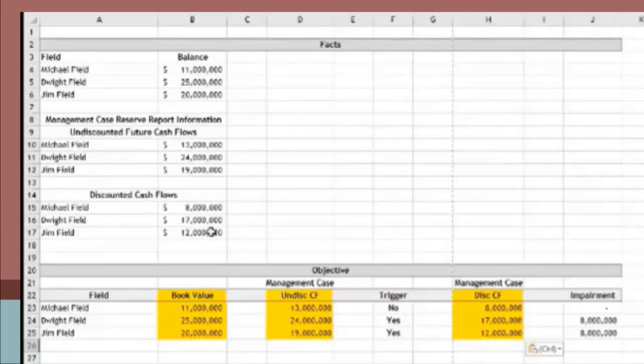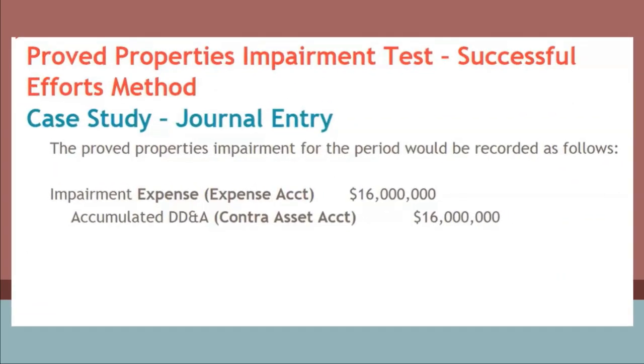Let me go back to the presentation, and stop sharing. Again, the differences here: it's separated by field, and there's 2 steps. Full cost, 1 step; successful efforts, 2 steps. And then here's our entry for it. We combine it, so the full impairment expense would be the $16 million, the $8 million plus the $8 million, and then it's hitting accumulated DD&A for the balance sheet side.